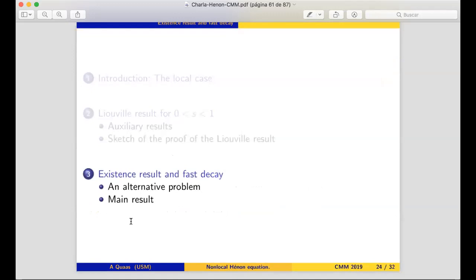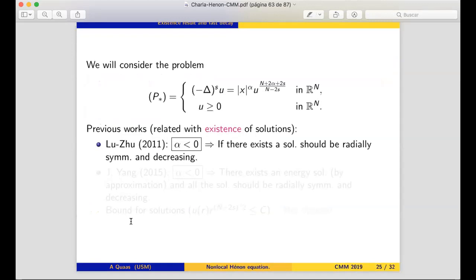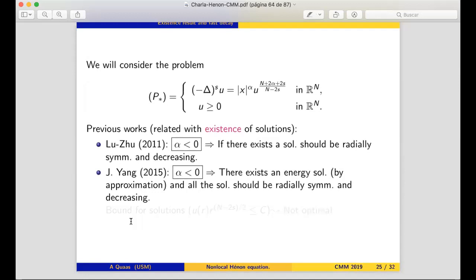What about existence at the critical exponent? So existence at the critical exponent, this is the equation. Some known results are the following. In the case alpha is negative, there is a solution, radially symmetric and decreasing. And they also prove that there are two results around that. And they have a decay which is not optimal, because they don't decay like the fundamental solution. So this was the known result, just for alpha negative. Of course, bigger than 2s, but I want it all the time bigger than 2s, so I don't mention that.